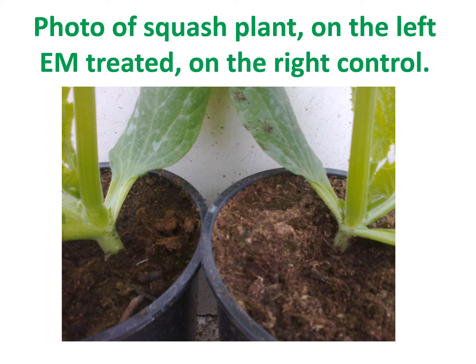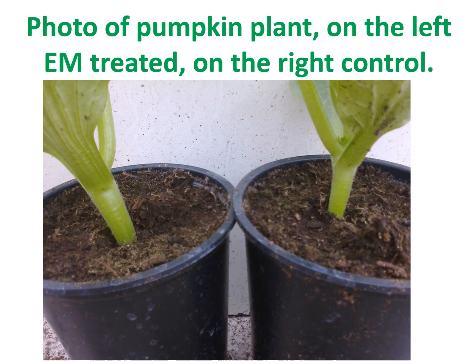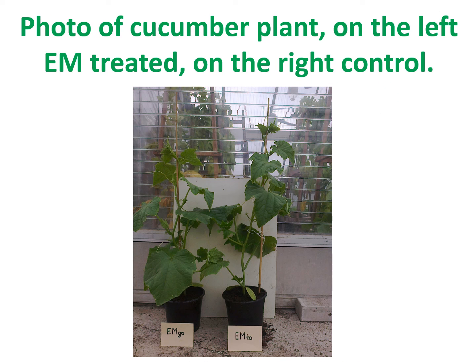Photo of squash plants, control plant on the left, EM treated plant on the right. You can see that the stem diameter was greater in EM treated treatment. Photo of pumpkin transplants, control plants on the left, EM treated plants on the right, and again the stem diameter is greater in EM treatment. Photo of cucumber plants, control plant on the left, EM treated plant on the right, and you can see that the EM treated plant is lower than the control plant.